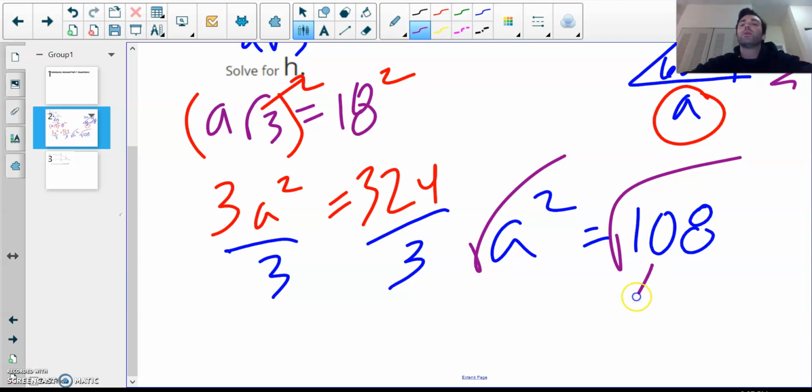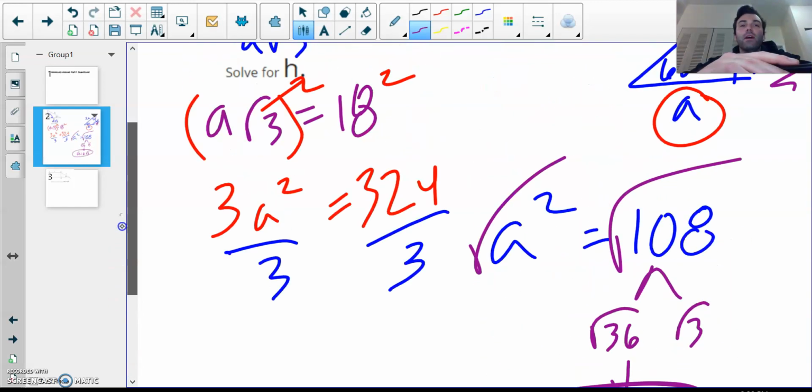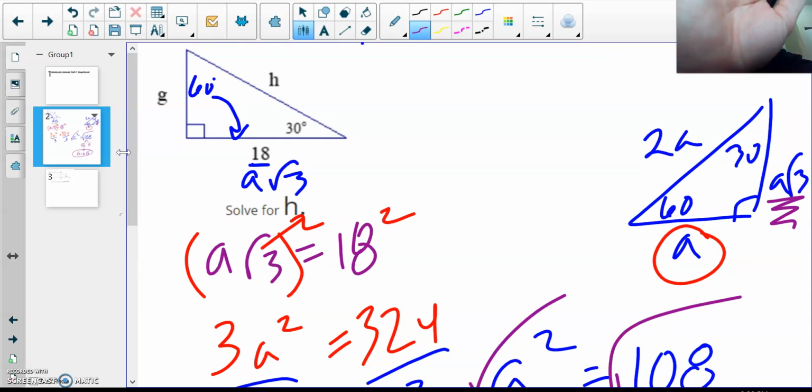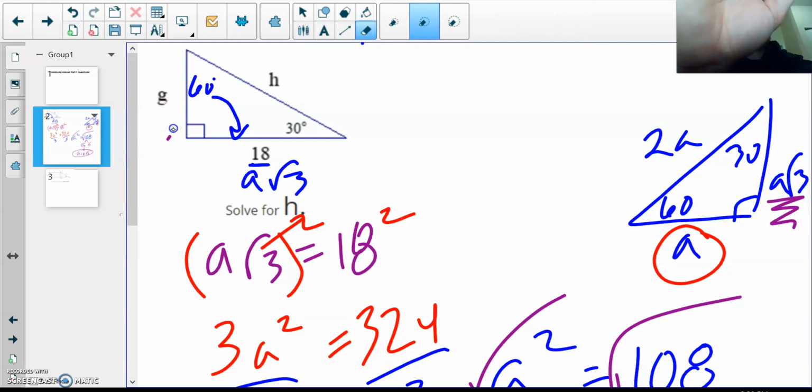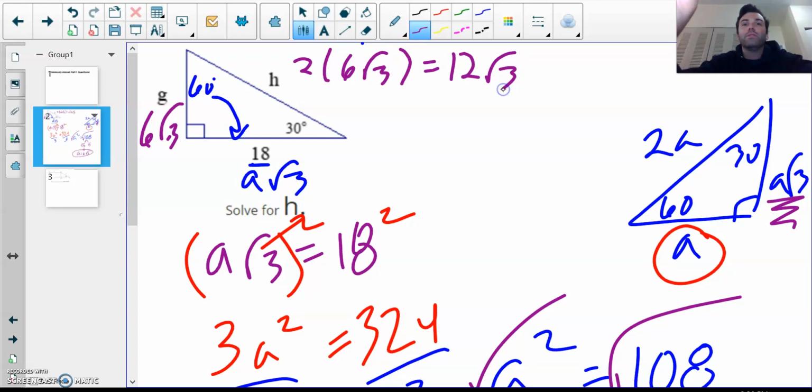Anyway, we're going to break down 108 to become 36 and 3. So then our A would be 6 radical 3. So for this question, the G should have been 6 root 3, and this would have been 2 times 6 root 3, which is 12 root 3.